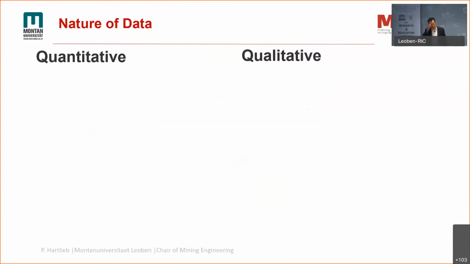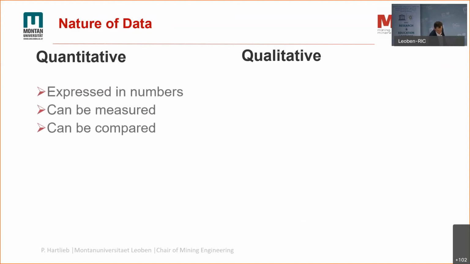So going back to the data a little bit, we indicated on one of the previous slides that there are data that we can measure comparably easily, and there are data that we cannot measure that easily. Data that we can assess by looking, that we can describe, that we can probably draw on a graph, draw on a map, but which are not data points in that sense. So we distinguish between quantitative data and qualitative data. Quantitative data can be expressed in numbers, it can be measured, and it can be compared quite easily.